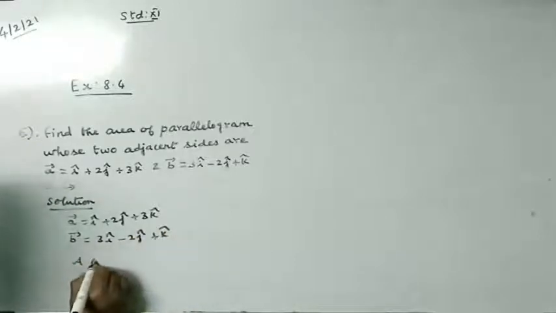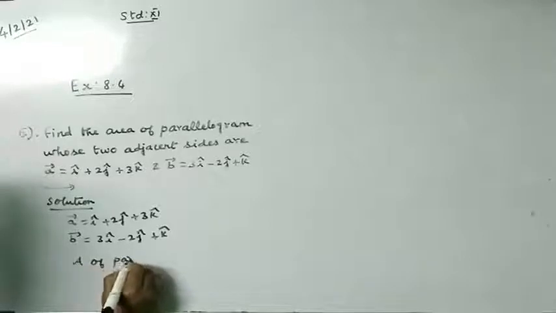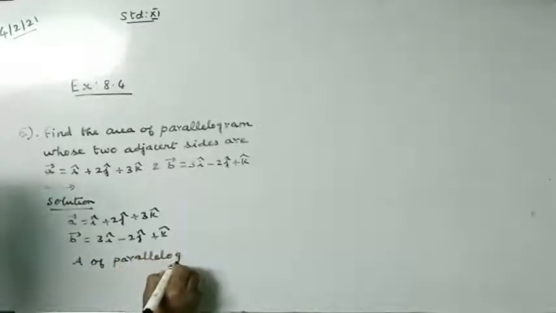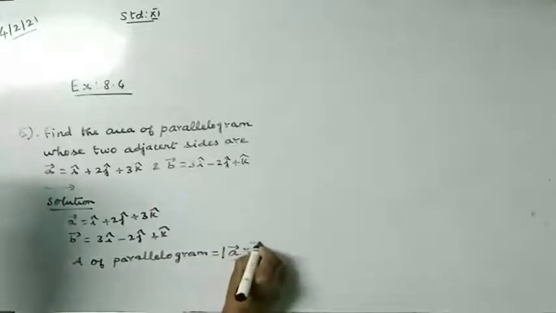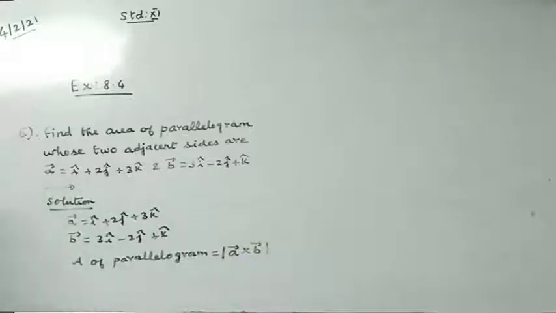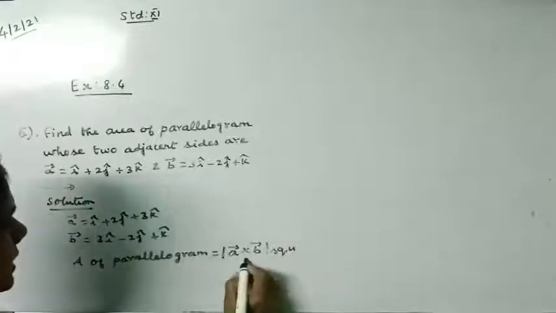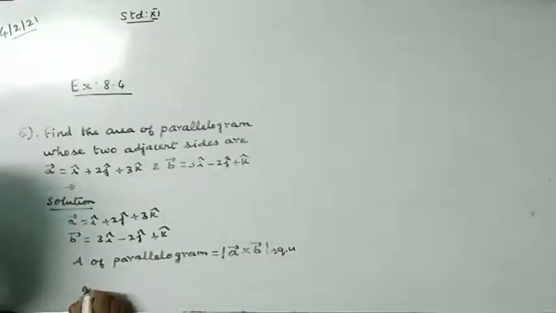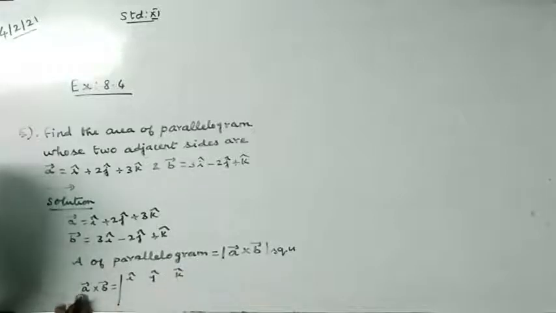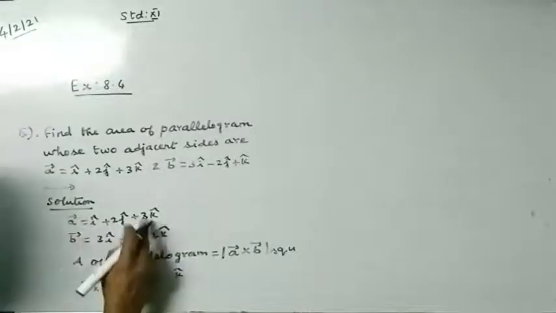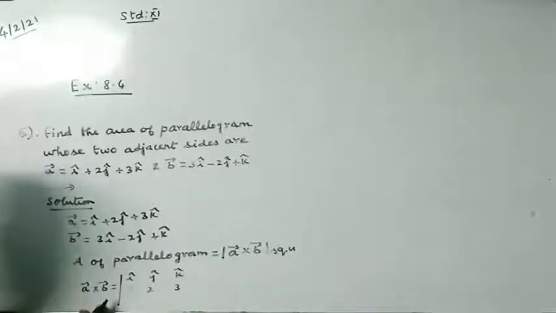Now what is the formula to find the area of a parallelogram? It is equal to modulus of A vector cross B vector. That is the formula. Square units, right? Square units. So first find A cross B. So A vector cross B vector is equal to, take a determinant with i vector, j vector, k vector, and the coefficients of A vector are 1, 2, 3 and B vector is 3, minus 2, 1.